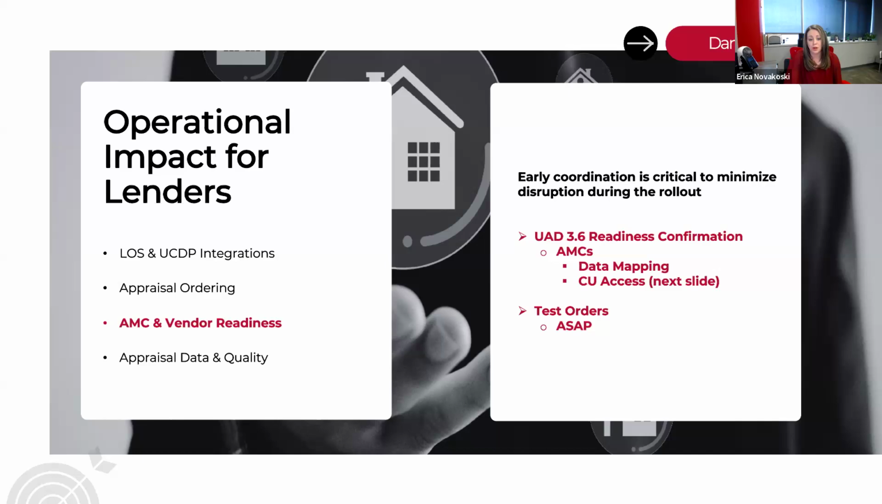So ask your AMC partners, are they ready? Do they have all the new ordering fields mapped? Can they accept and deliver zip files? Do they have access to Collateral Underwriter? DART does, but many don't, so it's worth checking.